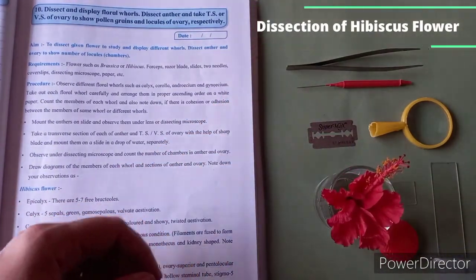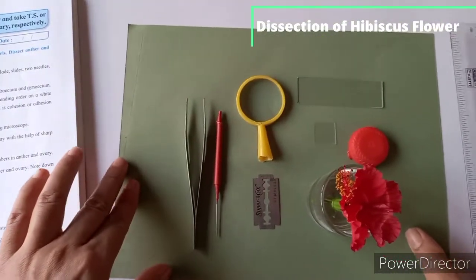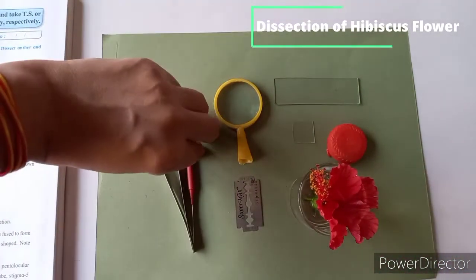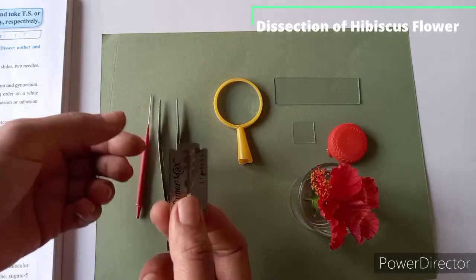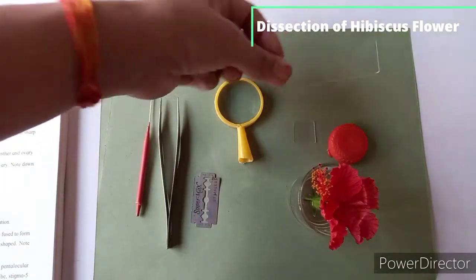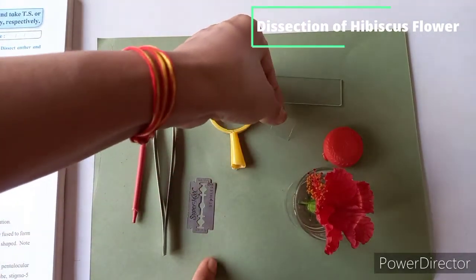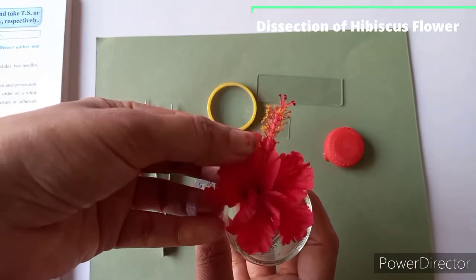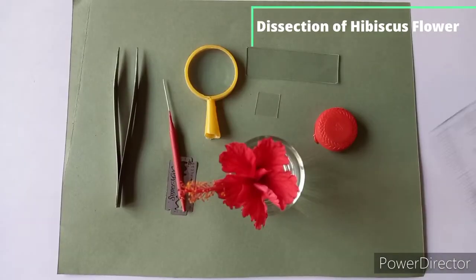And for that, here we need certain things. So here these are my requirements, you can see. For the dissection of flower, I need this needle, forceps, then I need this blade or razor you can take, then I need slide, cover slip. Here I had taken hibiscus flower. This is Hibiscus rosa sinensis or China rose. So these are the requirements for the flower dissection, and now let's start with the procedure.